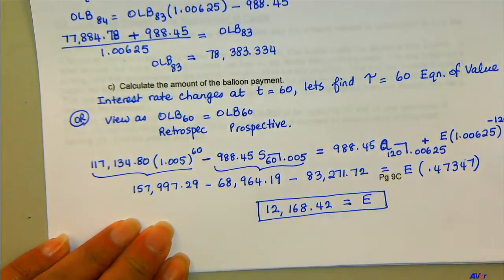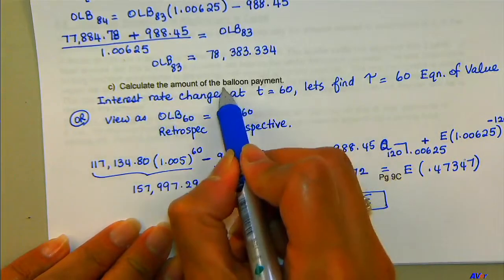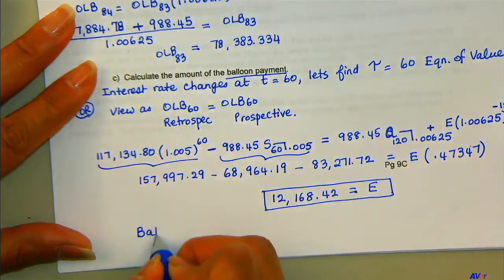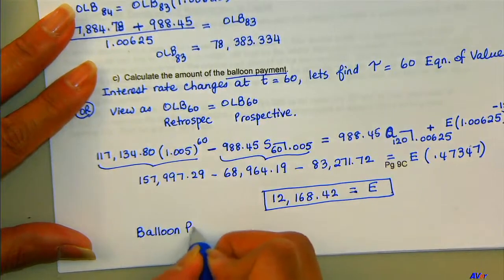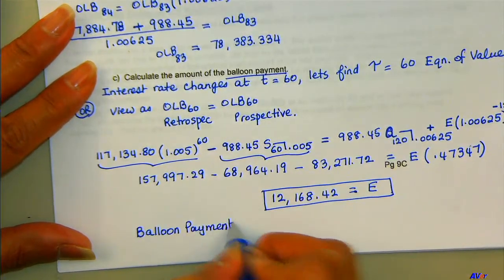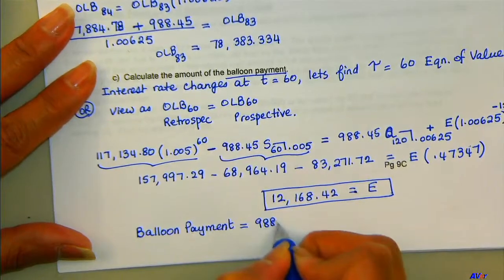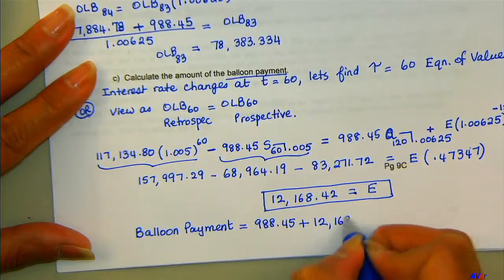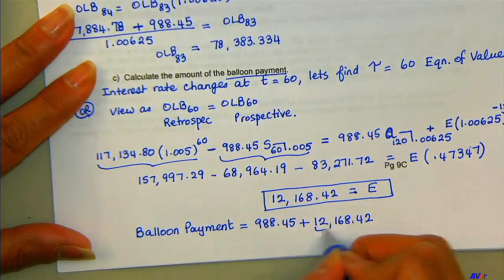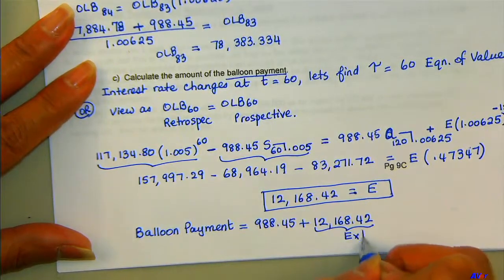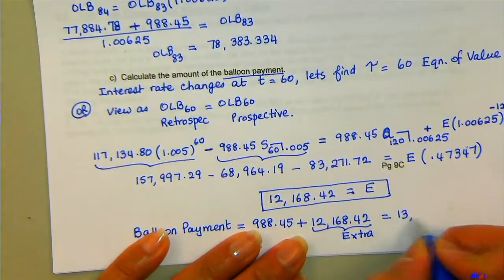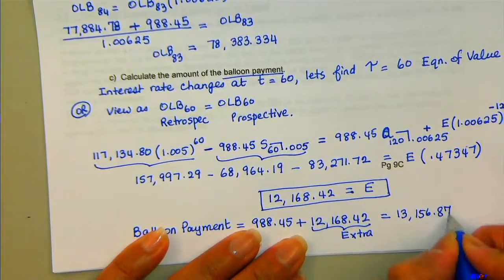But the question said, calculate the amount of the balloon payment. So the balloon payment is the total payment, which is 988.45 plus 12,168.42, which is the extra payment at the end. And so the final answer is 13,156.87.